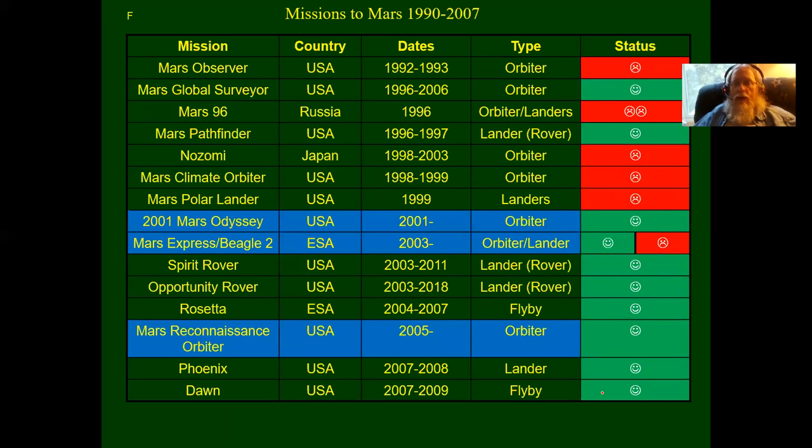Going into the 90s, into the early 2000s, you'll notice that for some things launched in the 90s, the U.S. had some problems here. NASA had a philosophy during the 90s that they called faster, better, cheaper. You cannot have all three of those at the same time. At best, you can have two.